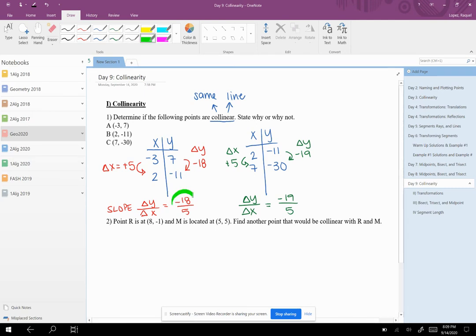So now I'm going to check the slopes. The first slope was -18 over 5, and the second slope was -19 over 5. So no, the 3 points are not collinear because the slopes are different.